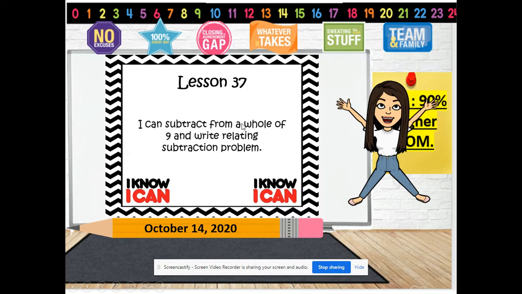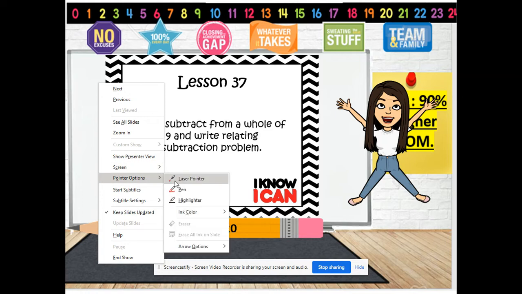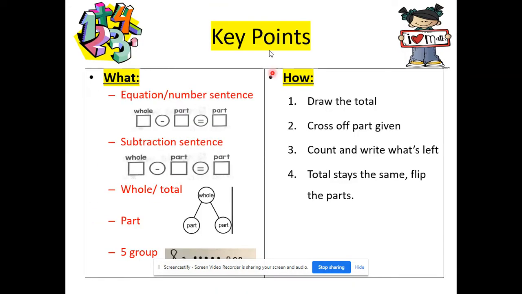Our goal is I can subtract from a whole of 9 and write a relating subtraction problem. So just like we did in lesson 36, except now we're going to be subtracting from 9. Let's go ahead and move on to our key points.